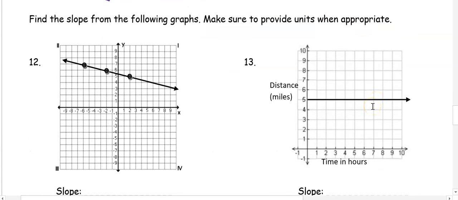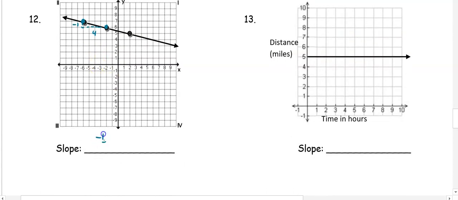Find the slope of each graph. Make sure to provide units when appropriate. So in number 12, we're not going to have any units. We're just going to find our slope. So I want to pick 2 points and I make my slope triangle. So I went down 1 and I went over 1, 2, 3, 4 grid lines. So it's rise over run. So my slope would be negative 1/4.